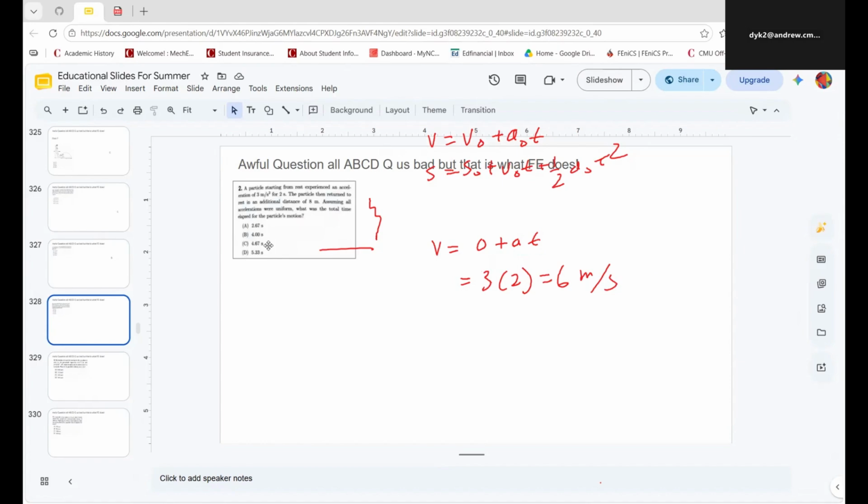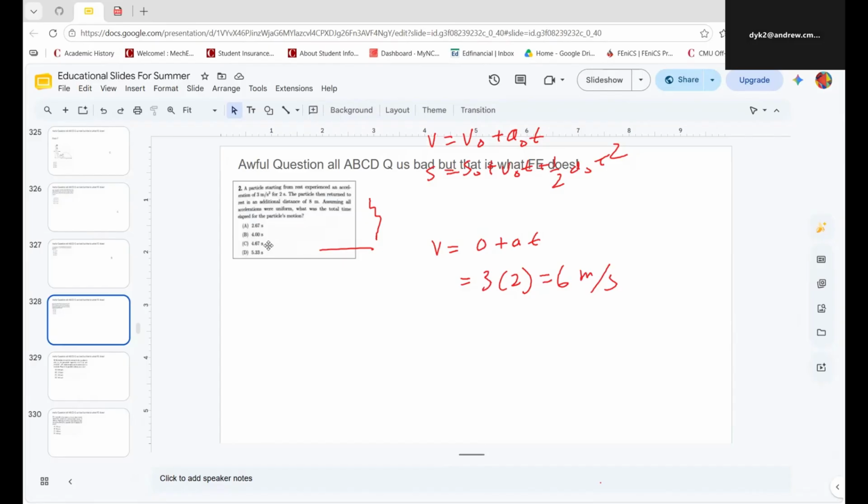Wait a second. Does this say decelerating in any way? Where's the deceleration? Let me check the original question again. No, that is correct. Okay. So that would mean we need a distance. Okay, we got distance. A particle then returns to rest. So we know it's 6 meters per second, right? And then we have, okay.